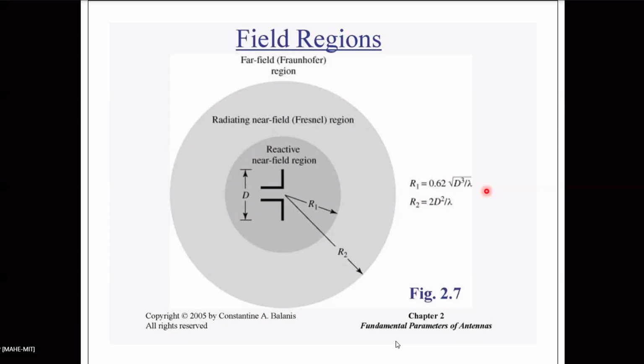I told something about the radiation pattern that we will see in the next slide. In the far field region, the Fraunhofer region, the field distribution is independent of the distance from the antenna. Field components are essentially transverse, and the angular distribution is independent of the radial distance from the antenna.